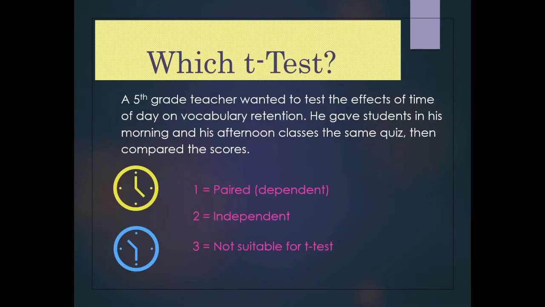A 5th grade teacher wanted to test the effects of time of day on vocabulary retention. He gave students in his morning and his afternoon classes the same quiz, then compared the scores. Would this be a paired or dependent t-test, an independent t-test, or not suitable for t-tests?